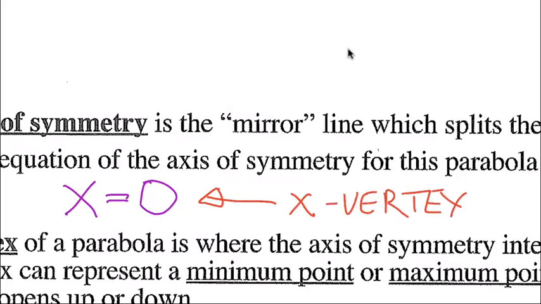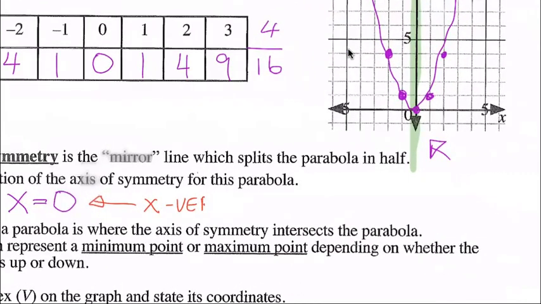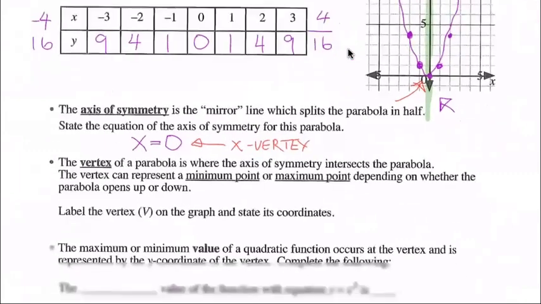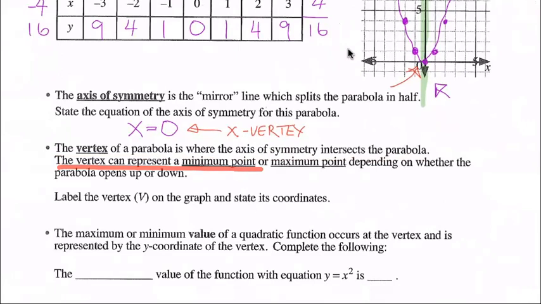What's a vertex, you might ask? Well, a vertex is a fancy word for a corner. A corner in the parabola is that lowest point, or if it goes up the other way, the highest point. The vertex of a parabola, it says it right here, is where the axis of symmetry intersects the parabola.